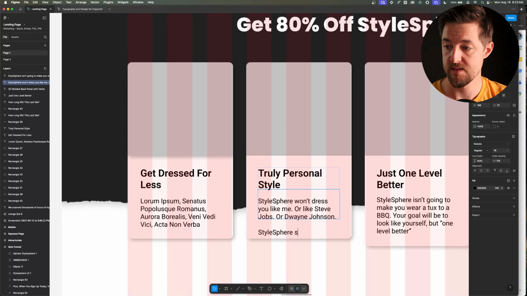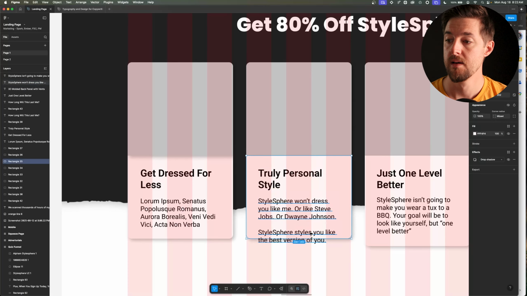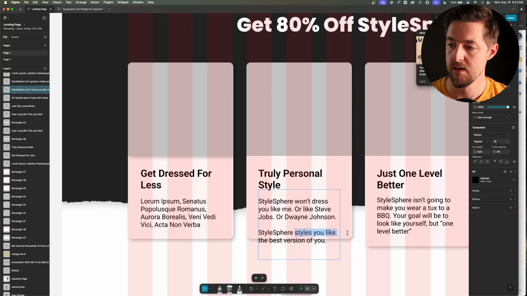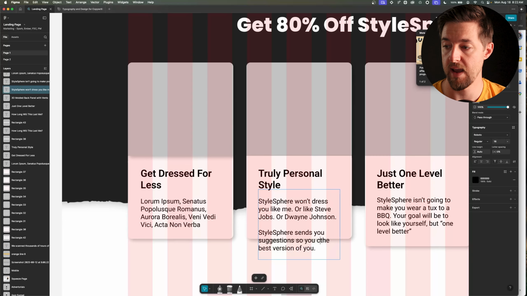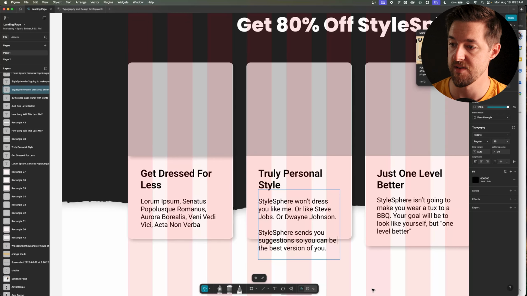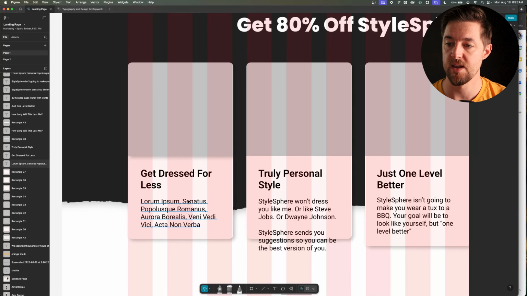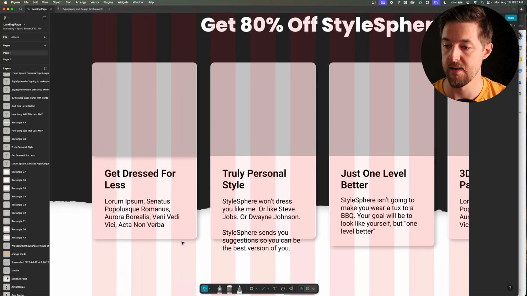Style Sphere styles you like the best version of you. Oh my God. Sends you suggestions so you can be the best version of you, right? Get dressed for less. I'm not even going to go into that. You know how we do that.